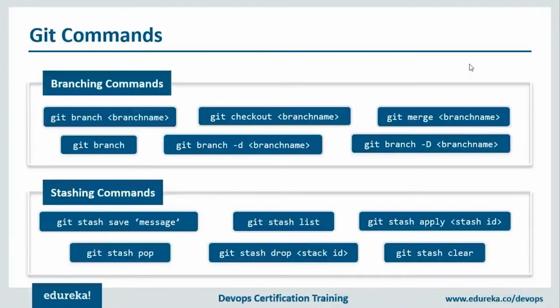Git stash save message is to save the stash with a message. Git stash list gives you the complete list of stashes you have. Git stash apply stash ID is to apply that particular stash. Git stash pop is to apply the most recent stash and then remove it from the stash stack. Then we have git stash drop stash ID, that is used when you have to delete that particular stash from the stash list. And you can also clear the complete stack of stashes by using the command git stash clear. So guys, that was a basic overview of the basic commands of Git.